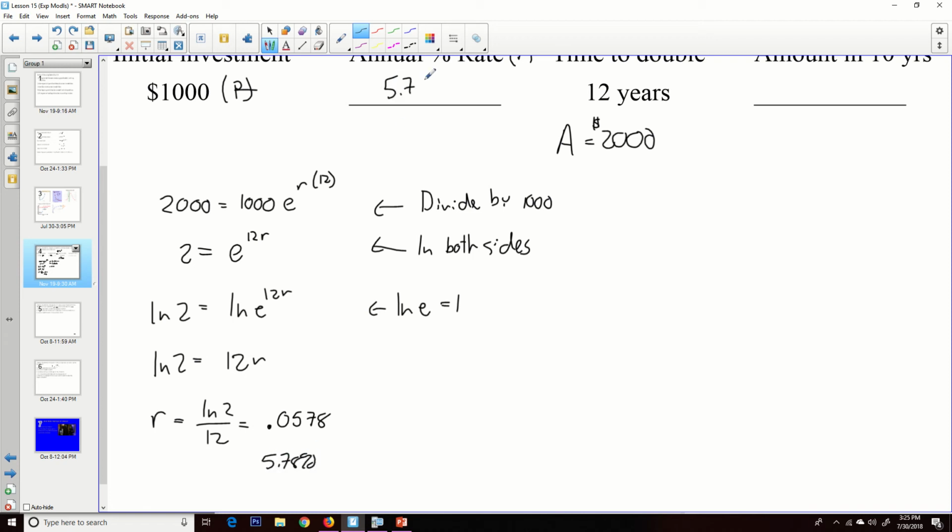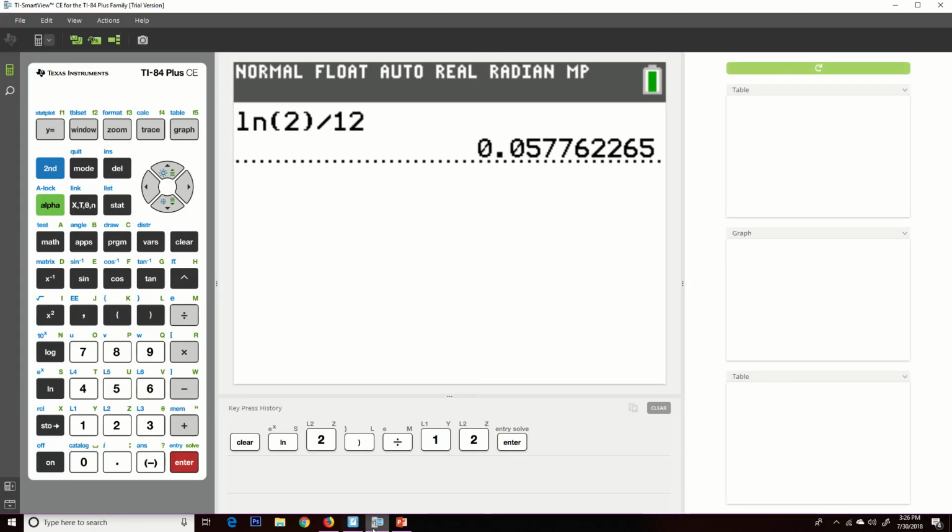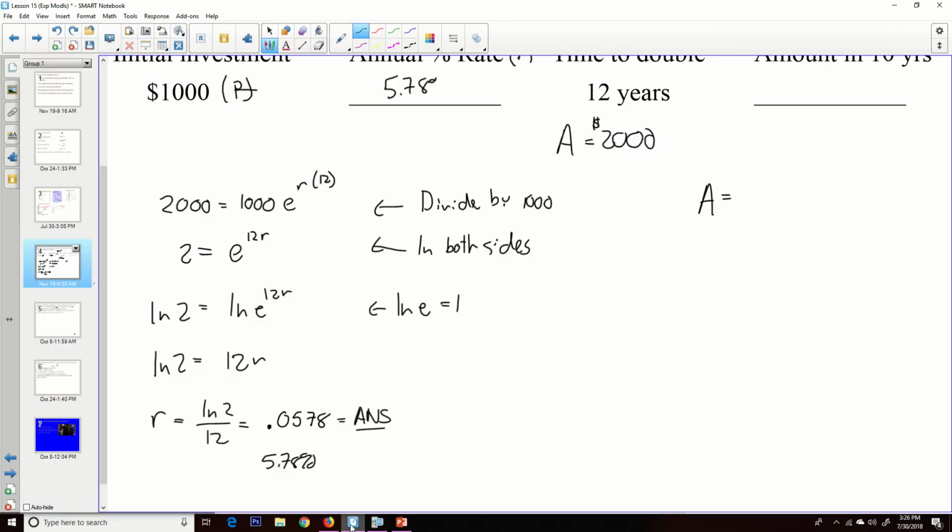So 5.78%. So the amount in 10 years, this becomes a plug and chug equation now, because we're trying to find an amount in 10 years. And so I'm going to call this ANS. All right, so please keep that in mind, and I'm going to use that up here. And if you're doing two-step questions, try and use as many of the decimal places as you can. That'll give us a much more accurate final answer.